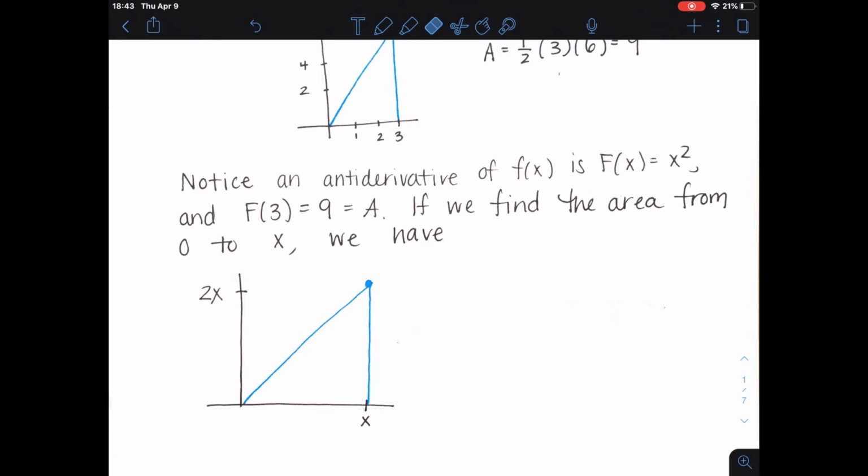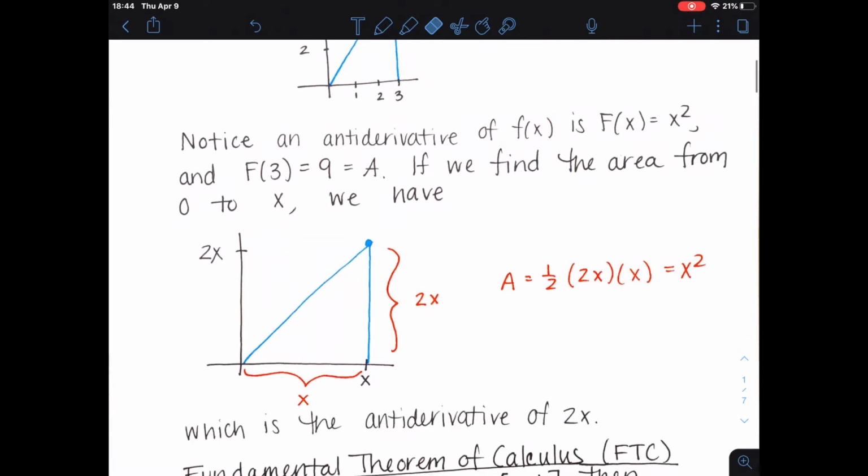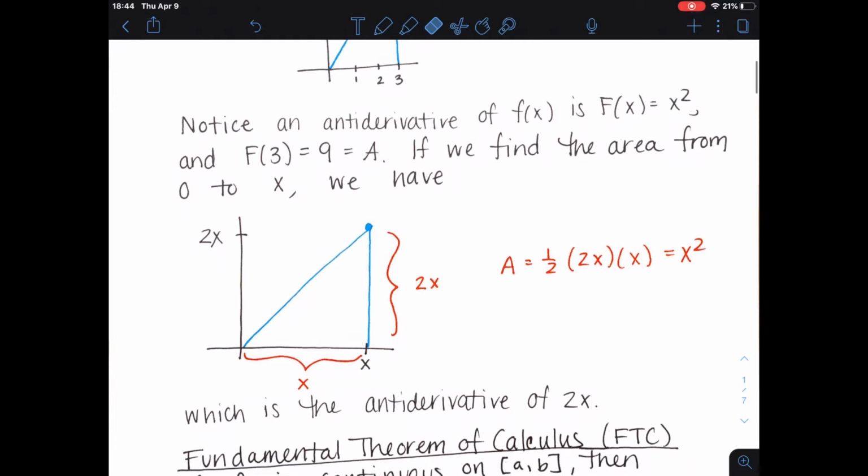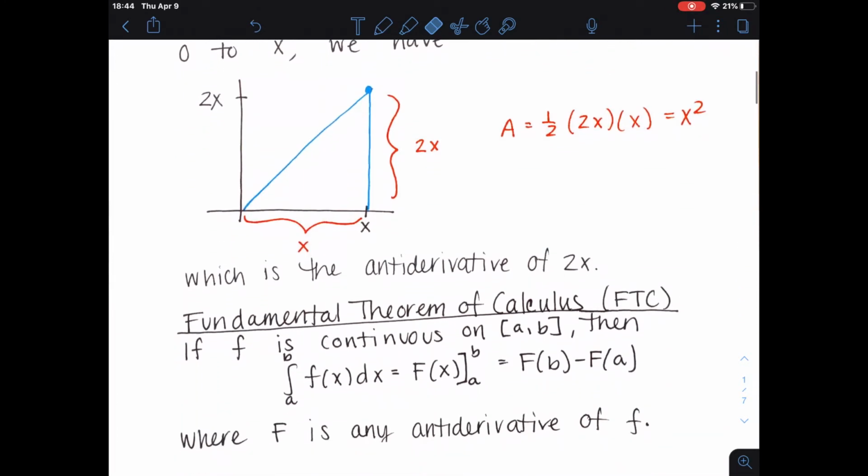So now my function is going to go from 0 to x, and all I know is my output will be 2x instead. So this bottom base is going to be x. The height of my triangle is 2x. So my area is going to be 1/2 the base times the height. So if you simplify that, it's just going to be x squared, which is exactly the antiderivative of 2x. So this is something that's called the fundamental theorem of calculus, and it's one of our most important theorems we have, and we're going to go over.